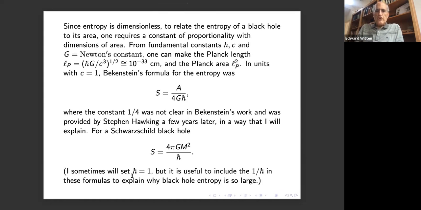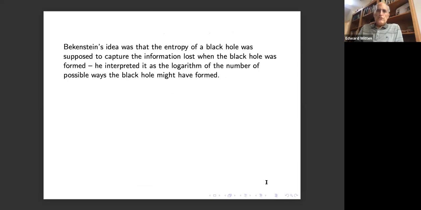Sometimes I set h-bar equals 1, but the factor 1/ħ is useful to explain why black hole entropy is so large. For example, the entropy of a black hole with the mass of the sun is roughly 10 to the 20 times the entropy of the actual sun. So Bekenstein's idea was that black hole entropy captures the information lost when the black hole was formed. He interpreted it as the logarithm of the number of ways the black hole might have formed.